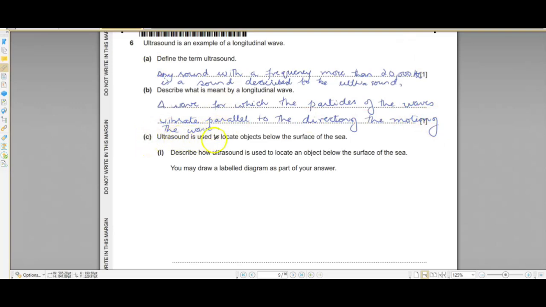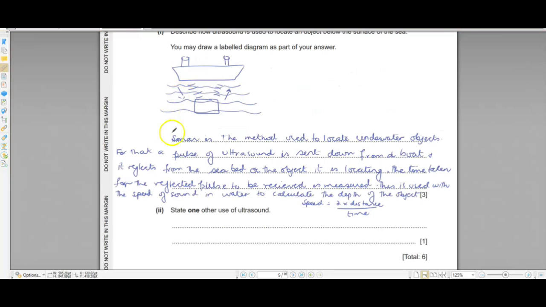Part C. Ultrasound is used to locate objects below the surface of the sea. Describe how ultrasound is used to locate an object below the surface of the sea. You may draw a label diagram as part of your answer. Okay. Let me write the answer because it's going to be a long one, and then I'll just explain. Okay. Sonar basically is the method used to locate underwater objects. For that, a pulse of ultrasound is sent down from a boat and it reflects either from the seabed or the object that it has to locate.